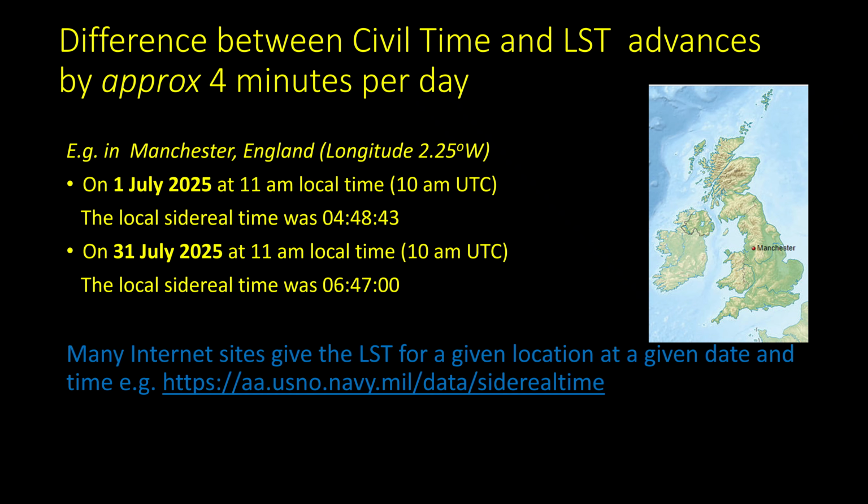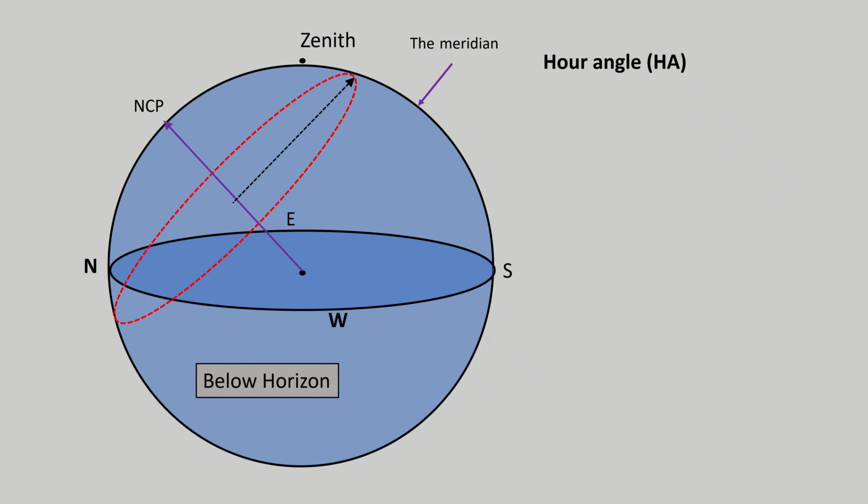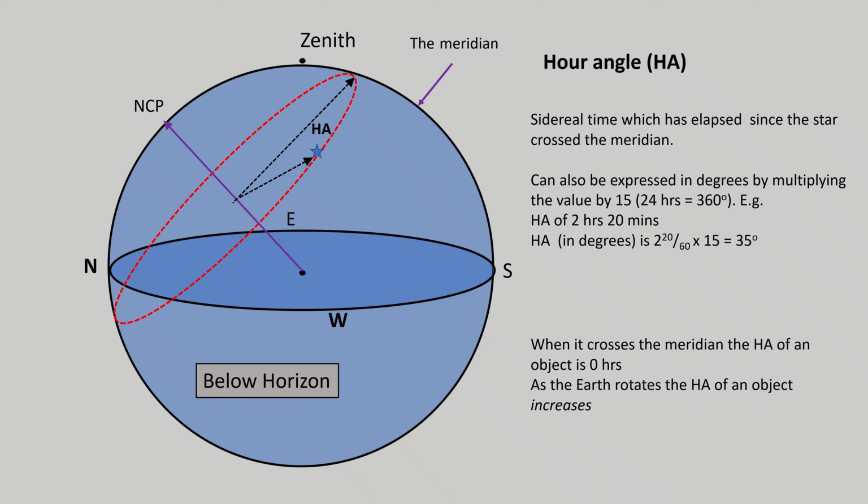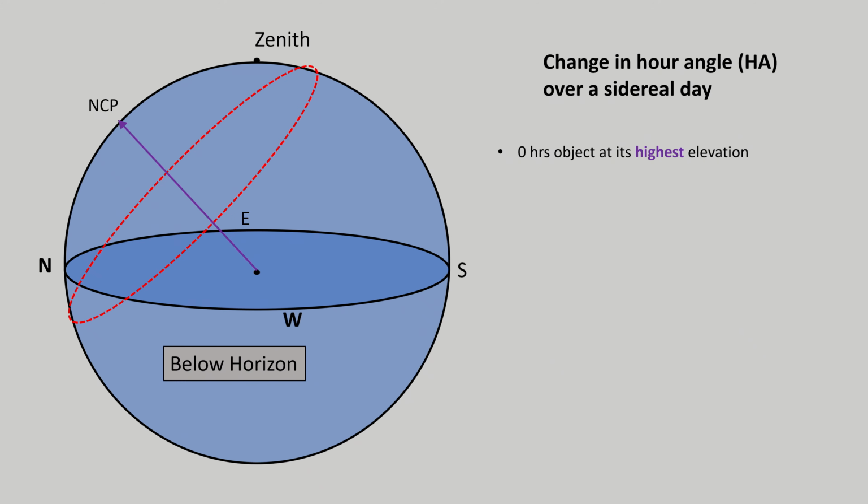This is the elapsed sidereal time since a star crossed the meridian, and it can be expressed either as a time, hours, minutes and seconds, or in degrees by multiplying the value by 15. When it crosses the meridian, the hour angle of an object is 0, and as time passes, as the Earth rotates, it increases. So, let's look at how the elevation of a star changes over a sidereal day.